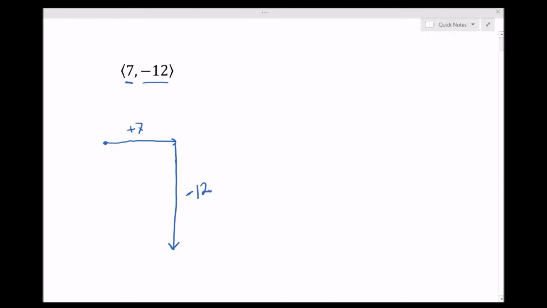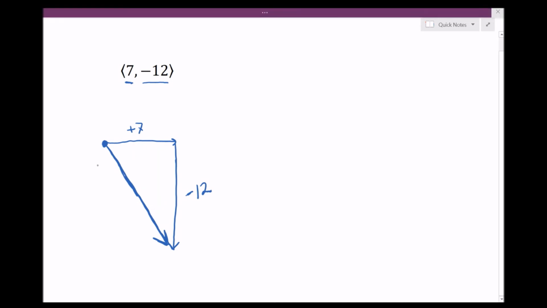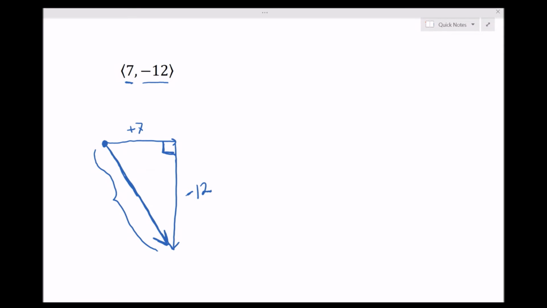Now those are the components. The actual vector starts at the tail here and then goes diagonally to the bottom right. So this is our actual vector right here. Now to find the length, is this length right here, right? And if you notice, this triangle is a right triangle. Like 7 is totally horizontal, this negative 12 is totally vertical, so this should be 90 degrees right here. And so in a previous class, you should have learned how to find the third side of a right triangle given the other two. That's the Pythagorean theorem, right?